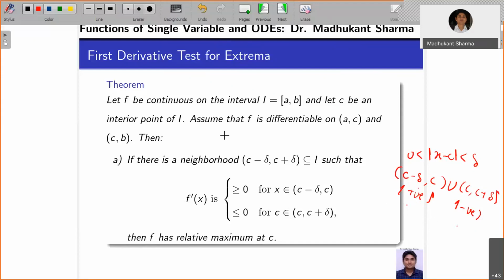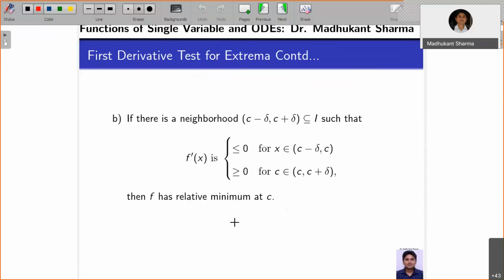We don't know whether f dash of c exists or not. This is the first derivative test for checking whether it has a relative maximum at c or not. Similarly, if there is a neighborhood such that f dash of x is changing sign from negative to positive over these intervals, then f has a relative minimum at c. It's purely based on writing the definition of the derivative in terms of limit, and using the fact that it is less than or equal to 0 on this side and greater than or equal to 0 on this side, then you can show that f has a relative minimum at c.